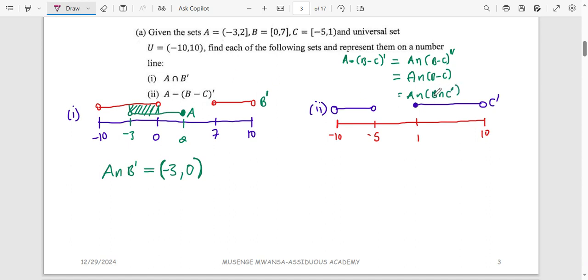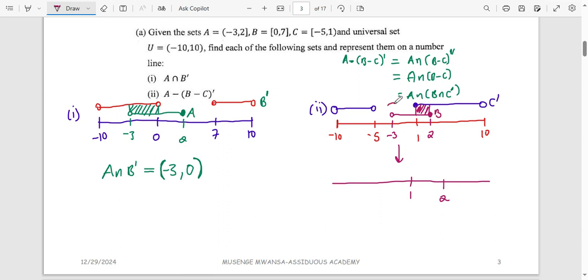Remember, C complement is intersecting with B. So where is B? B is from negative 3. Negative 3 will be somewhere here up to 2. And 2 is going to be somewhere here. So this is going to be open. This is going to be closed. That is set B. We want where B is intersecting with C complement. Can you see that they're only meeting here up to here? So I can again put another arrow just to show where B is intersecting with C complement. Can you see that they're intersecting from 1 up to 2?